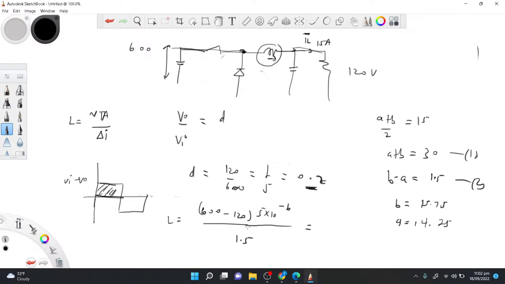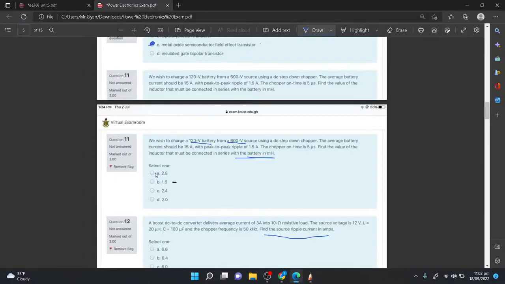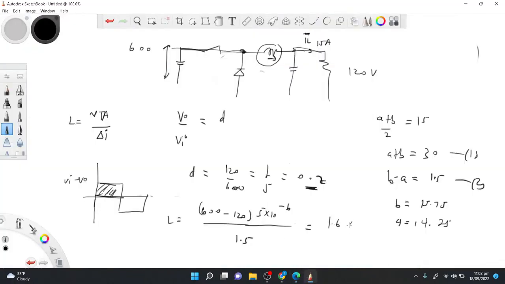You get 1.6 millihenry. So kindly do that. When you do this one, you get 1.6 times 10 to the negative 3 henry.